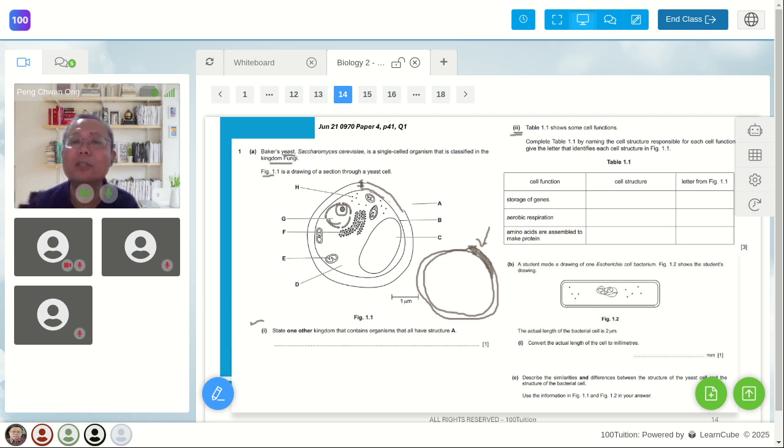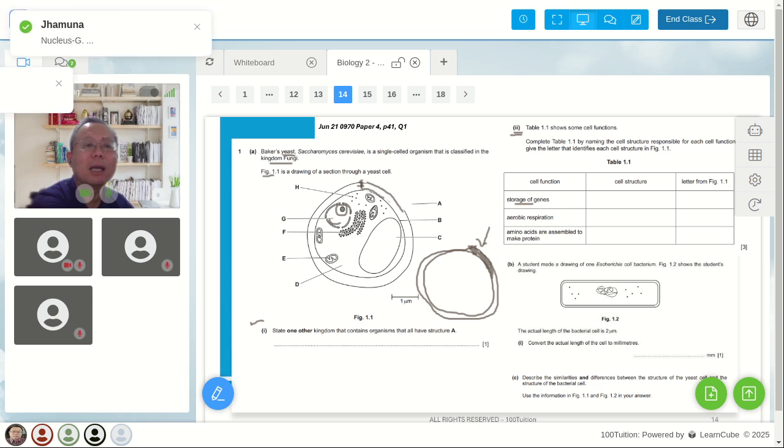It will help us to identify more of the cell structure. Now can you complete table 1 by naming the cell structure responsible for each cell function and give the letter that identifies each cell structure in figure 1.1. So the storage of genes: what's the name of the cell structure that stores the genes? Yes, good. Nucleus, and it's G, right?